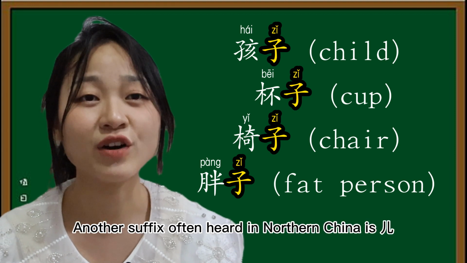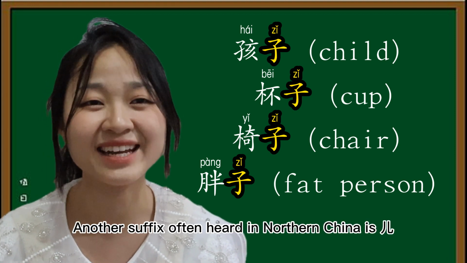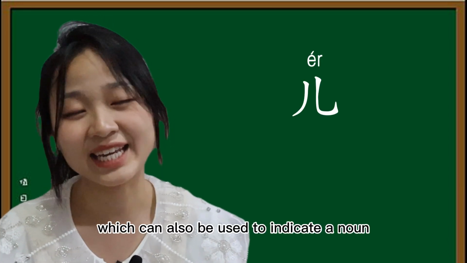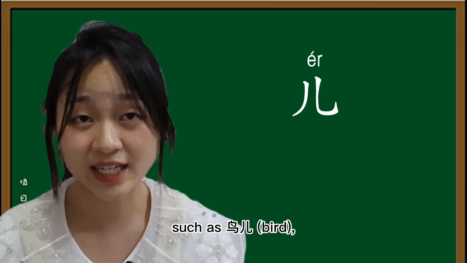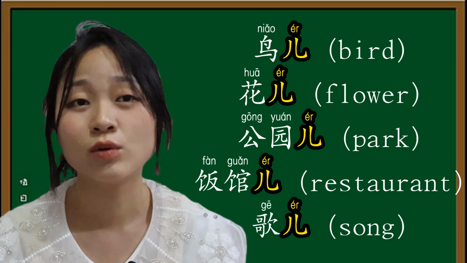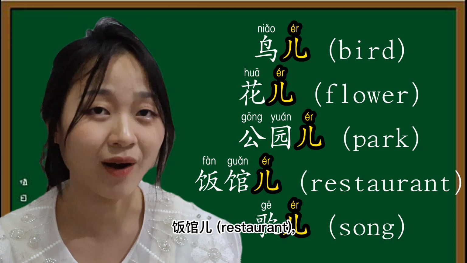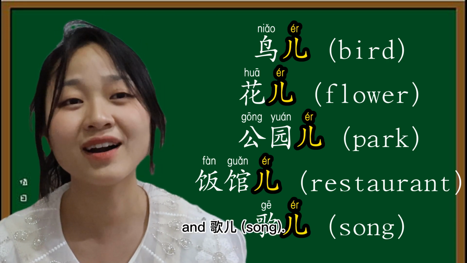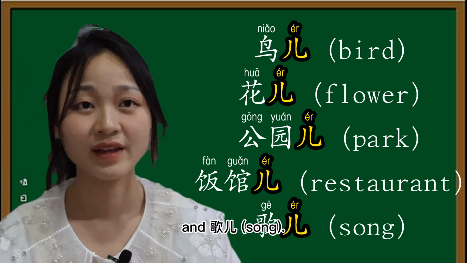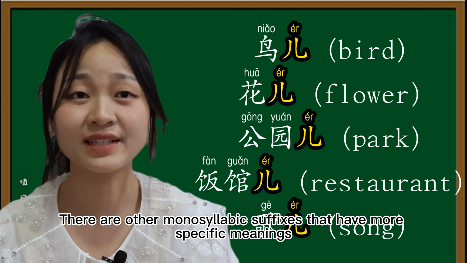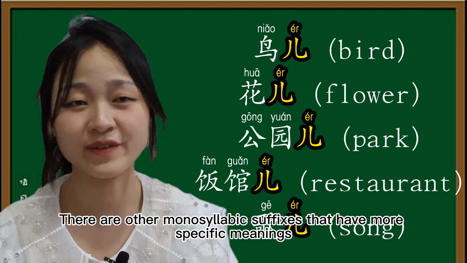Another suffix often heard in northern China is 儿, which can also be used to indicate a noun, such as 鸟儿, 花儿, 公园儿, 饭馆儿. There are other monosyllabic suffixes that have more specific meaning.